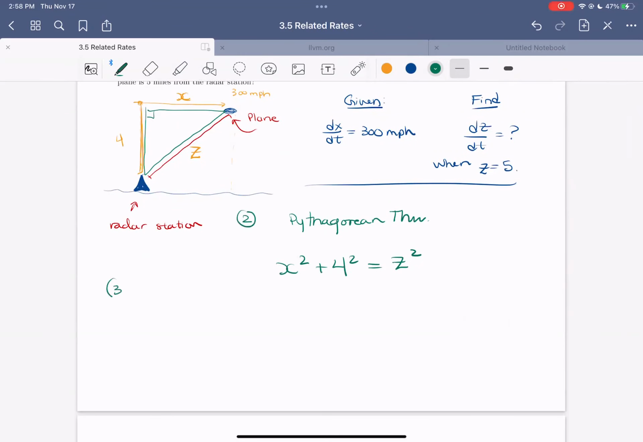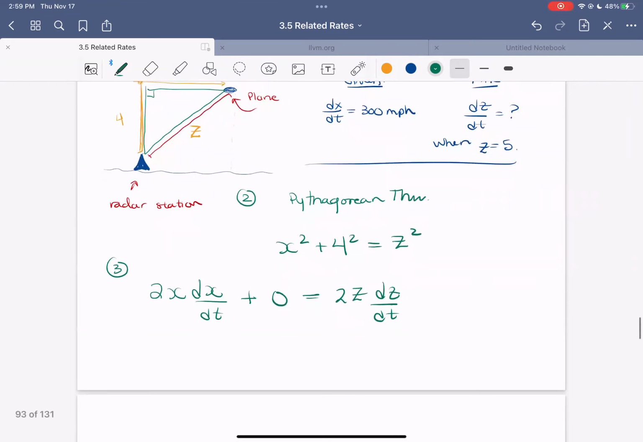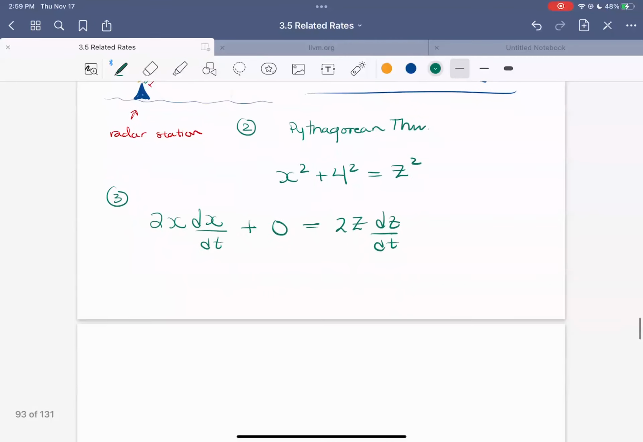So now from here, this would be our step 2. Our step 3 is take the derivative of both sides. So the derivative of the left-hand side would be 2 times x dx dt, using that power rule, plus 0, derivative of a constant is just 0, equals 2z dz dt. Again, using that power rule, and then the chain rule, because both x and z are a function of t. So now let's just plug in what we know.